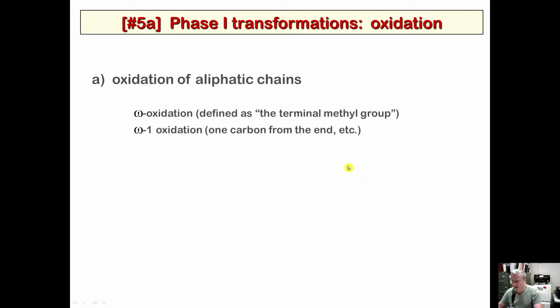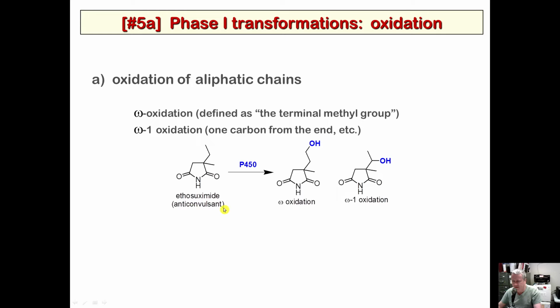Okay, so aliphatic carbon chains, which again is one of these things that I'm kind of personally fascinated by. So there's something called omega oxidation, where if you have a chain of carbons, it's like the terminal methyl group. And then there's omega-1 oxidation, which is one carbon from the end getting oxidized. And here's an example, an anticonvulsant drug with an ethyl group on it, and it gets hydroxylated at the very end by P450, and also the one carbon away. So omega and omega-1 oxidation.